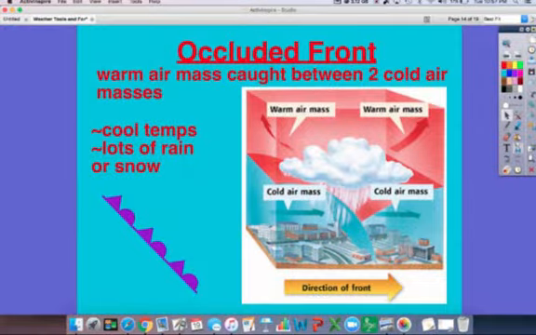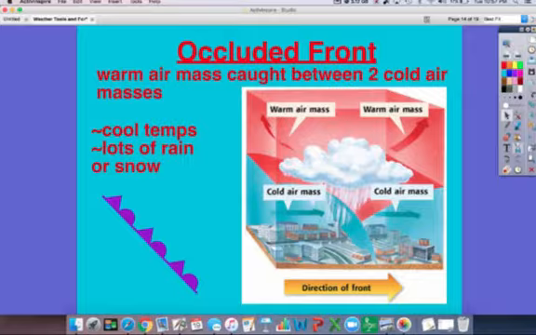Then we get occluded fronts. These are a little more exciting. We have a cold air mass, we have a warm air mass on top, and we have a colder air mass behind it. So we have cold, warm, and colder. Those two cold air masses are at the bottom because they're more dense. And the warm air mass is trapped up between them, up at the top.